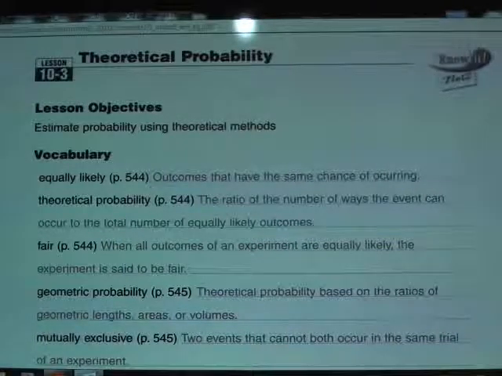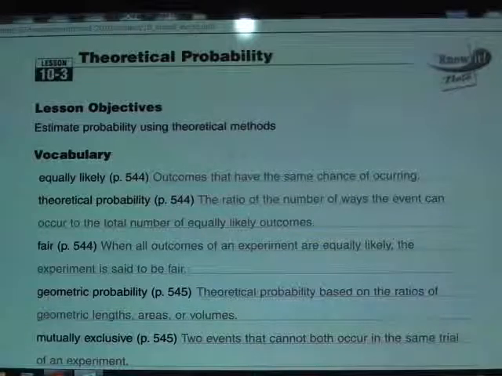Chapter 10, Section 3 is entitled Theoretical Probability. We're moving from the idea of experimental probability, where we actually tried whatever they're asking us about, to the concept of theoretical probability, which is just based on mathematical facts and figures and when things are equally likely.